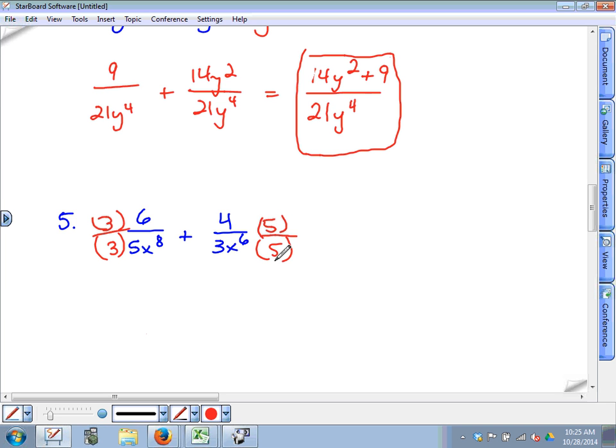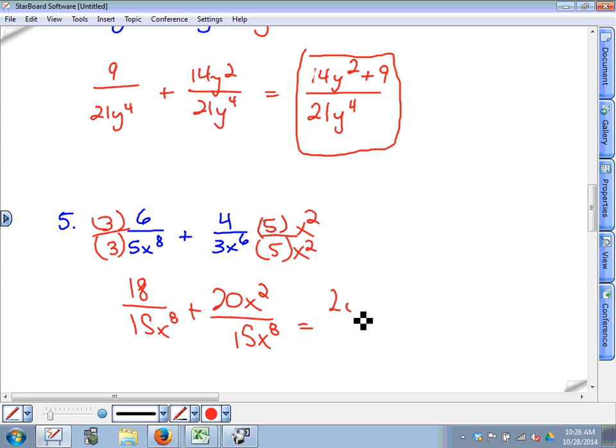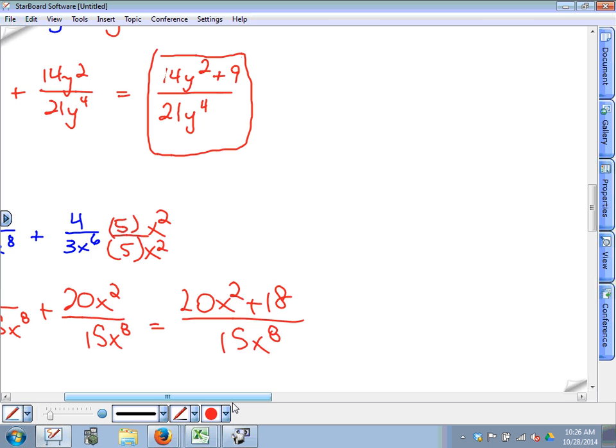But now, this right side has only x to the 6. It needs to be x to the 8th. So it needs an x squared over x squared. So we have 18 over 15x to the 8th plus 20x squared over 15x to the 8th. Now you can add them together because they have a common denominator. And you get 20x squared plus 18 all over 15x to the 8th.